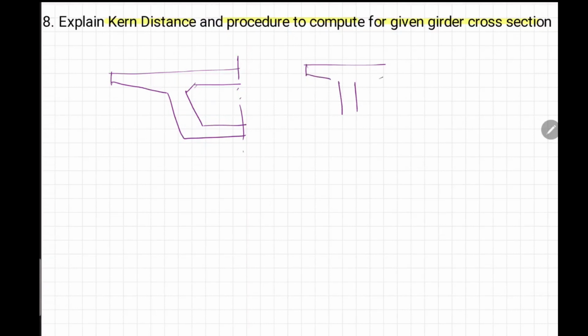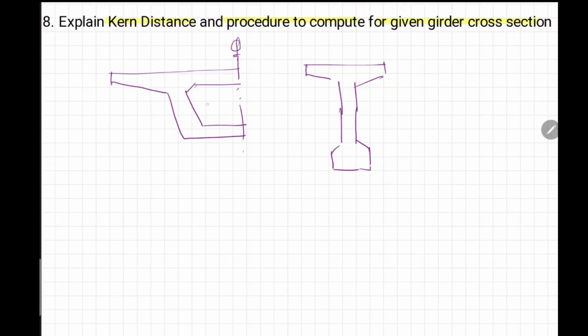Explain Kern distances and the procedure to compute them for a given girder cross section. So for bridges we use a box girder, or a girder and slab system. So how do we explain the procedure to calculate the Kern distance?